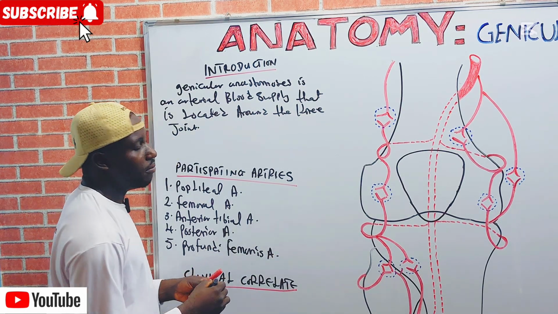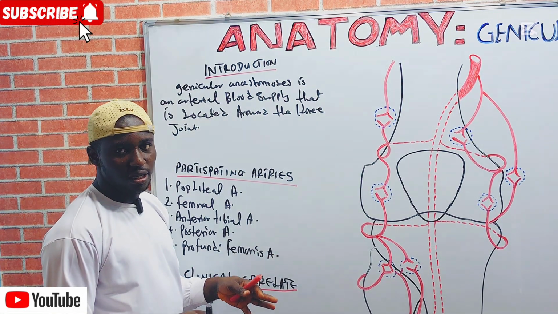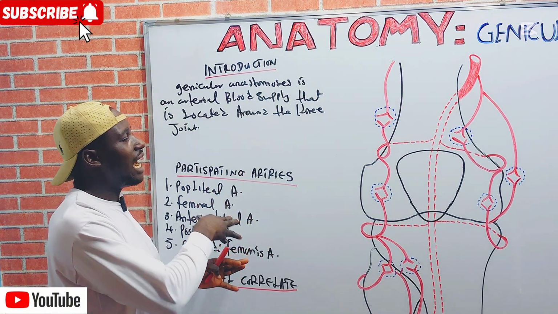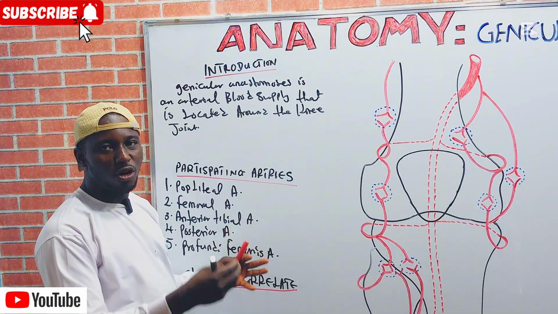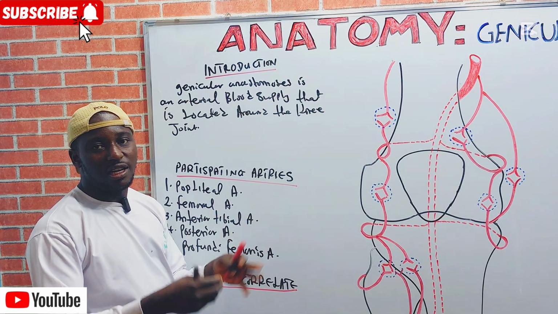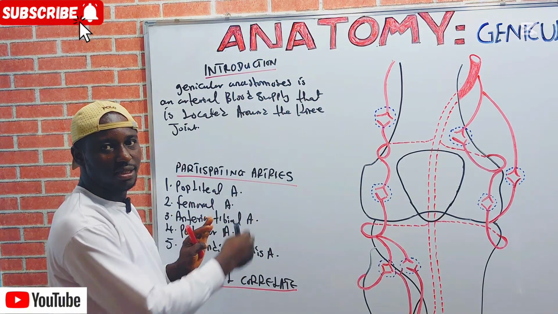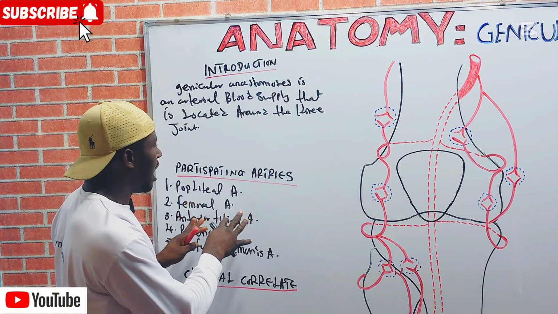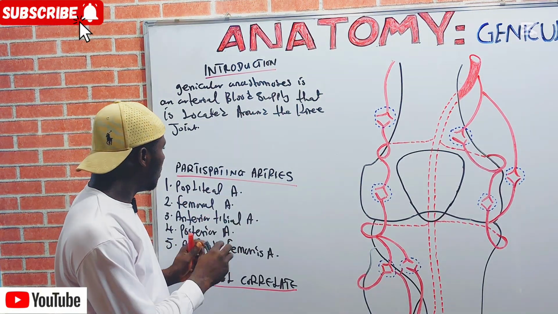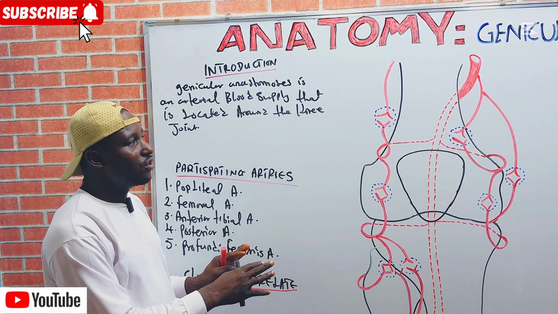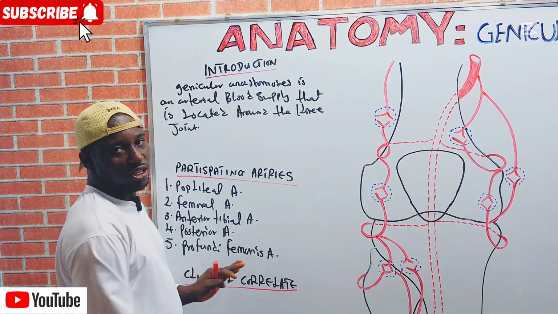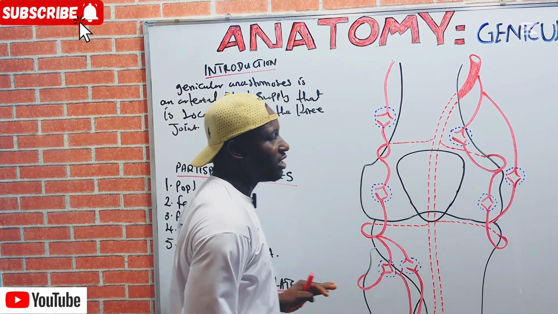So these are the major participating arteries. They have their branches, which form that anastomosis. But these are the participating arteries that form the genicular anastomosis through its branches. Now, let's showcase it on this diagram.